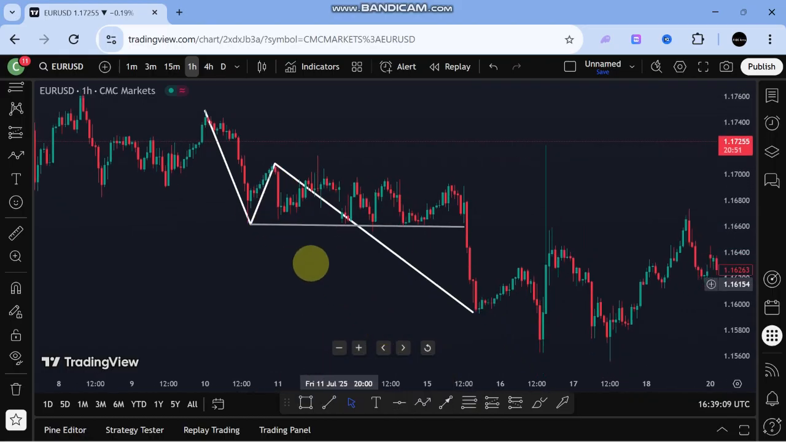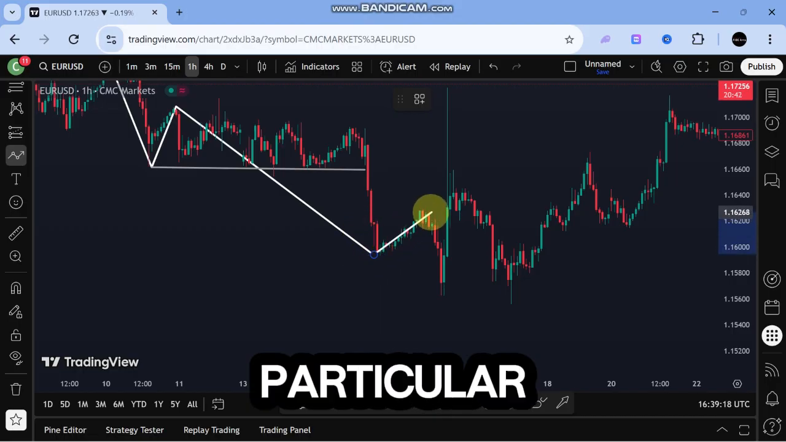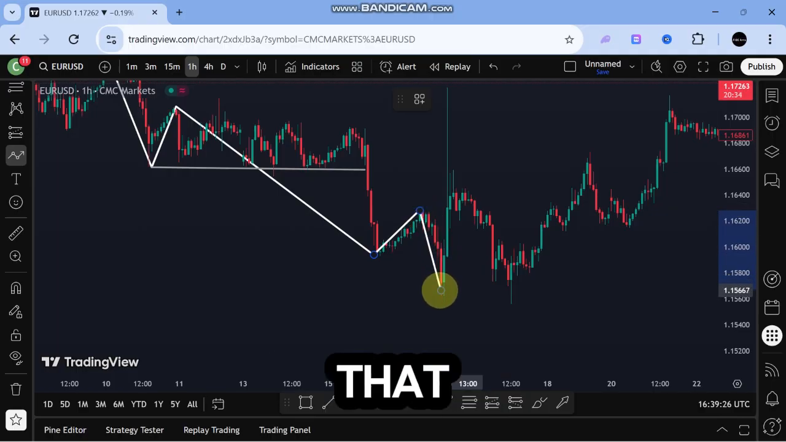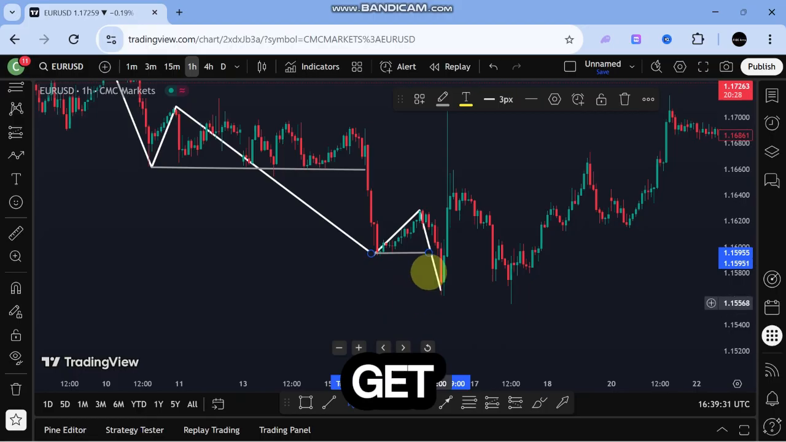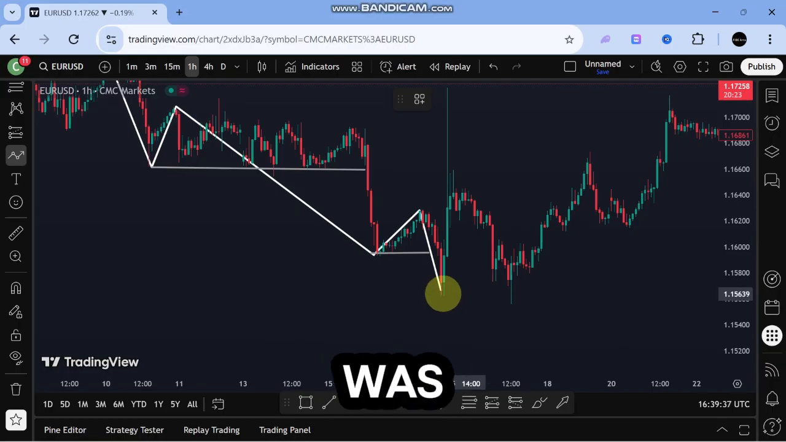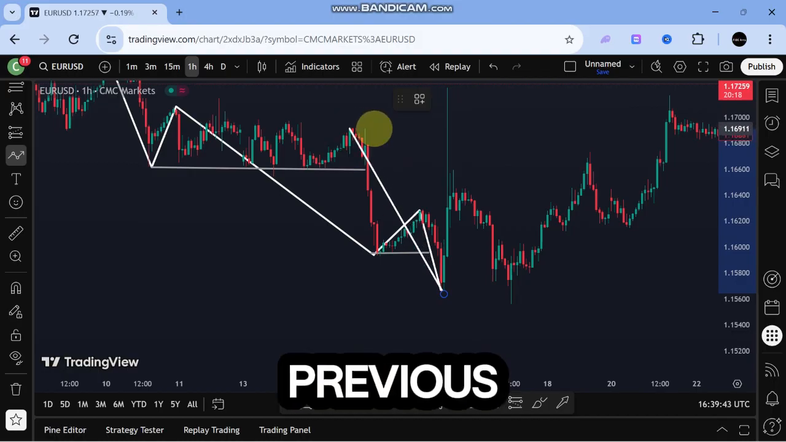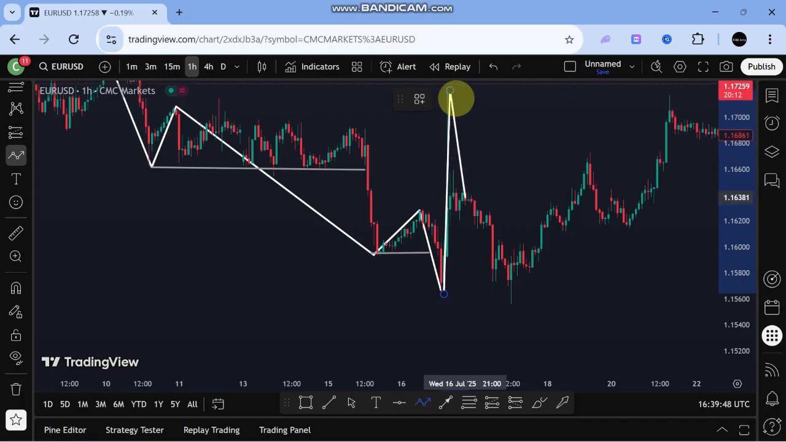Agreed? So now, while we were at this particular place, you can see that there was a pullback to this particular place, which creates a lower high. And then there was a break of structure at this place to the downside, which shows that we are still in a downtrend. But as you can see, this retracement breaks above this previous lower high at this place.